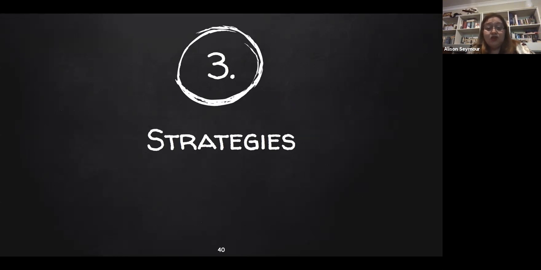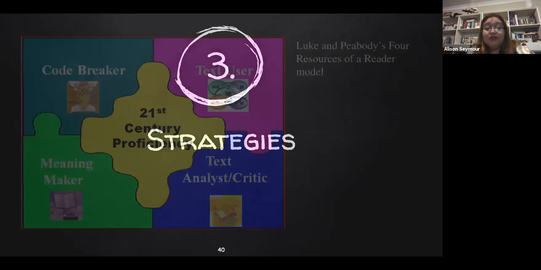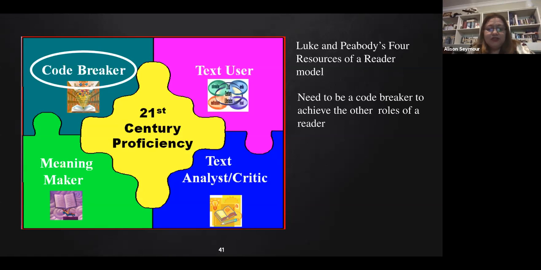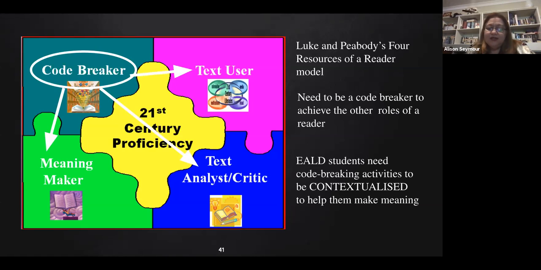So now I'd just like to go through some strategies that I have used, referring to Luke and Freebody's four resources of a reader model, where we've got code breakers, text users, meaning makers, and then analysts of text. Now, if you can't break the code, then it makes those other roles particularly difficult. So EALD students in particular, if you're going to work on phonics or building phonemic awareness, those activities do need to be contextualized to help them make meaning.